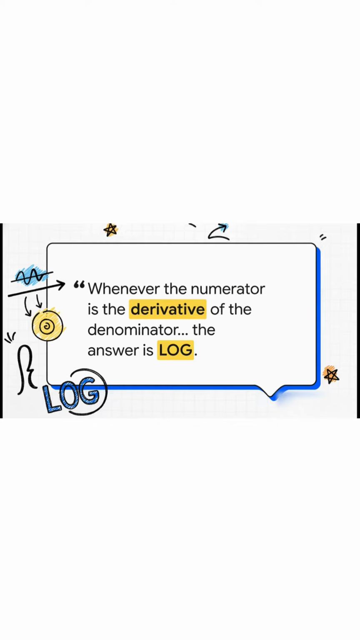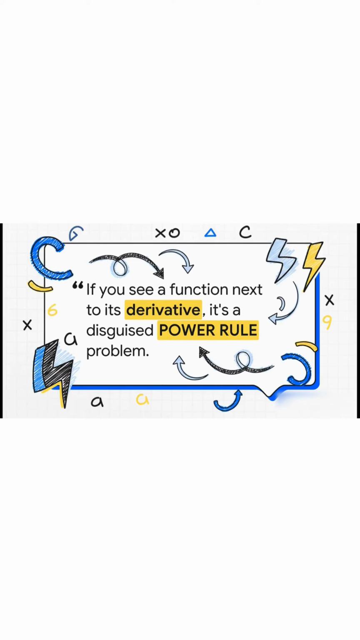Your first check every single time should be, is the top the derivative of the bottom? If the answer is yes, the answer is log. Period. End of story. Second, for those other pattern problems, burn this into your memory. You see a function sitting right next to its derivative, it's just a power rule problem wearing a clever disguise. Spotting this pattern is a total game changer.